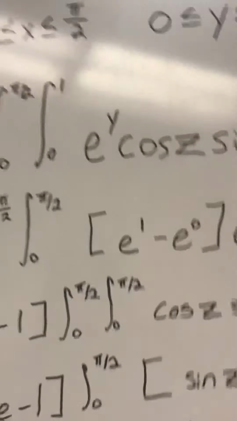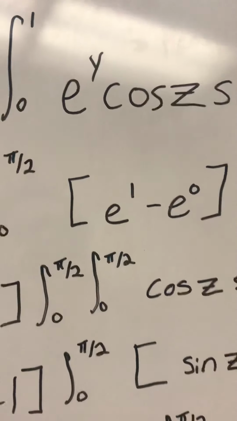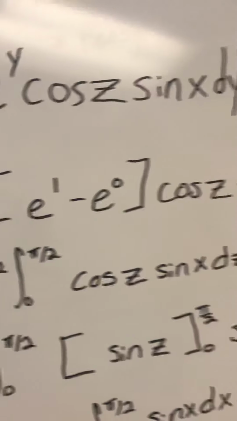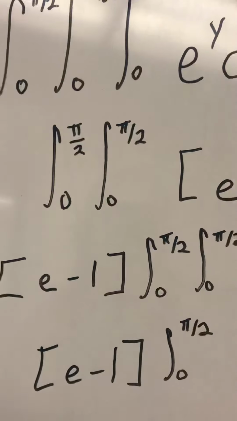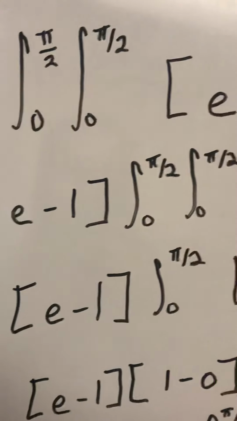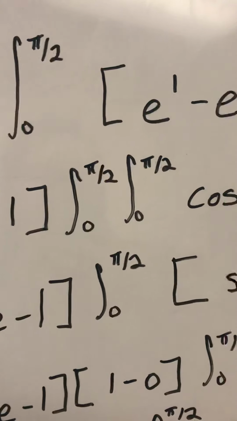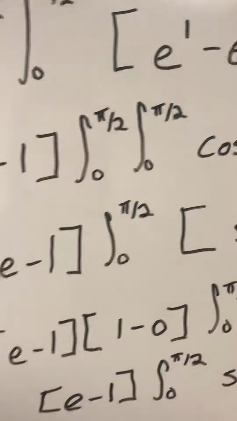And I started integrating right after that. So we see that e to the y is going to give us e to the 1 minus e to the 0 times cosine z sine x dz dx, 0 to pi over 2, 0 to pi over 2, which gives us e to the 1 times the double integral, both 0 to pi over 2, of cosine z sine x dz dx.